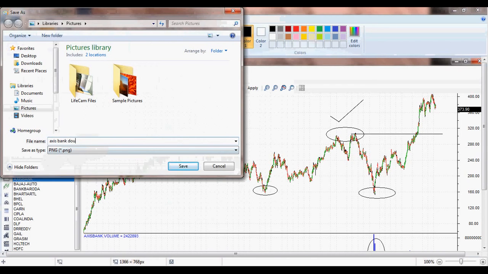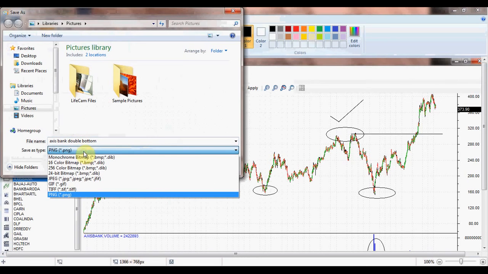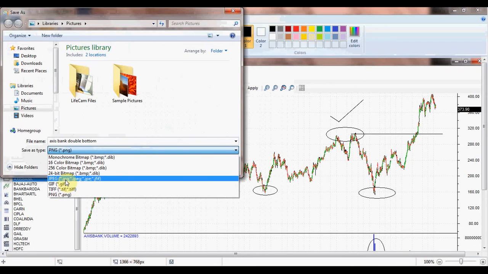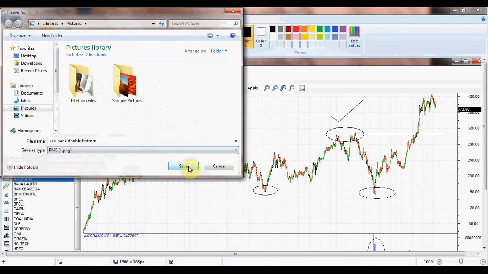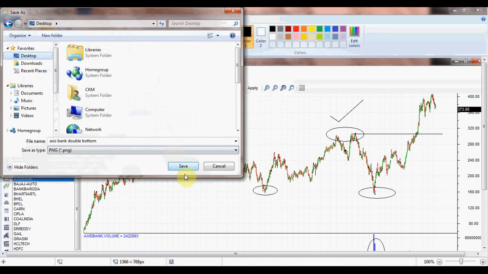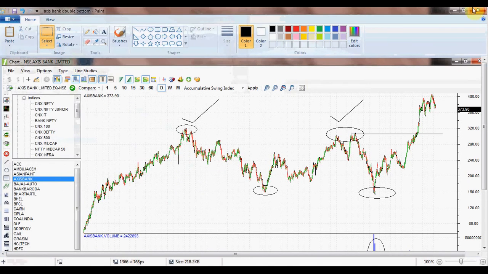double bottom. Not necessarily the date. Just save this. Make sure that you save all these things in PNG or JPEG format. I request you to kindly follow this. Say you save things as PNG and you are saving the same on the desktop. So you save this one.